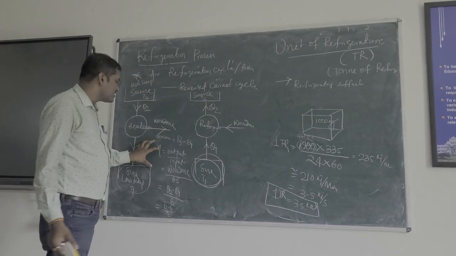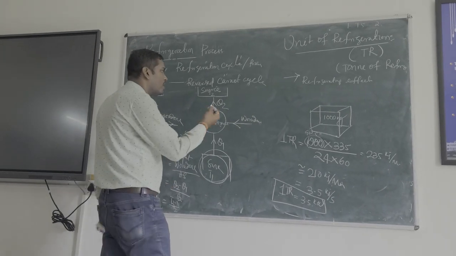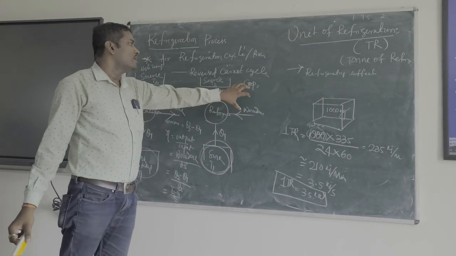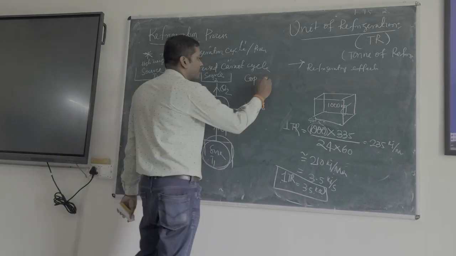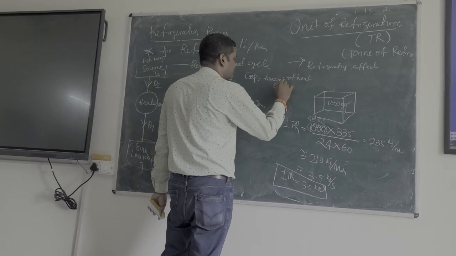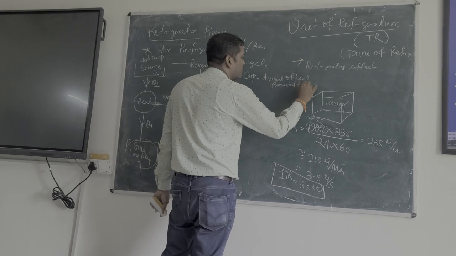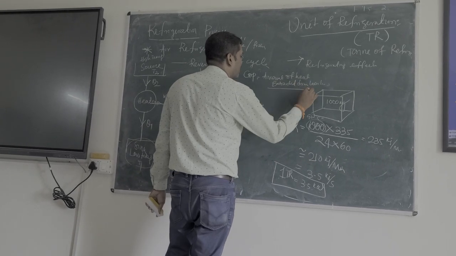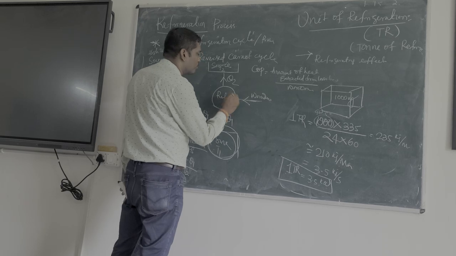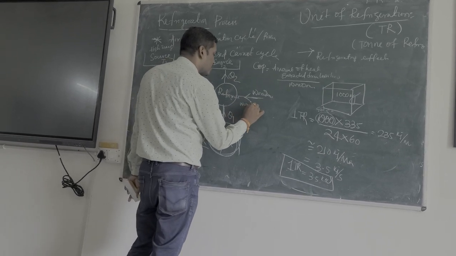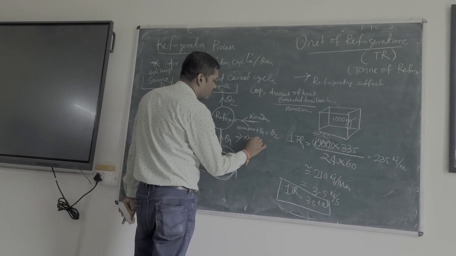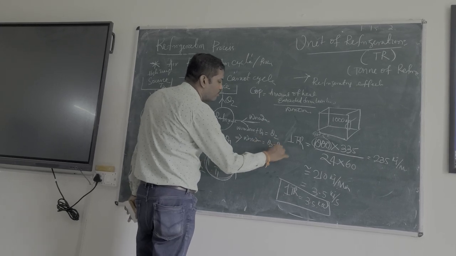Similarly, there is an efficiency for a refrigerator. We have to find out the COP, the coefficient of performance of a refrigerator, which is equal to the amount of heat extracted from a lower body divided by work done. Here Q1 plus W is equal to Q2, or work done plus Q1 is equal to Q2, which implies that work done is equal to Q2 minus Q1.